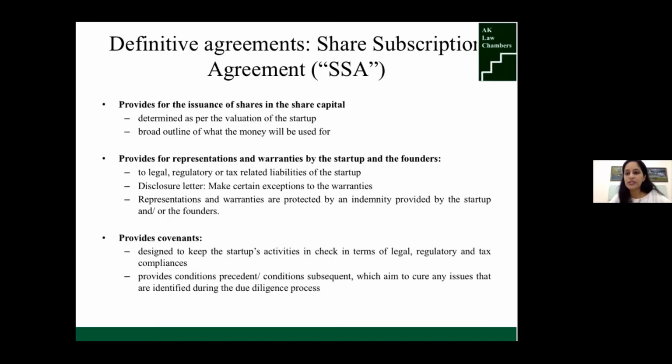What are these conditions precedent? Like I said, you don't have contracts with your employees, for example. They would want all your contracts to be in place. They want the NDAs to be in place. So these are all the typical clauses that come as a CP in your share subscription agreement.